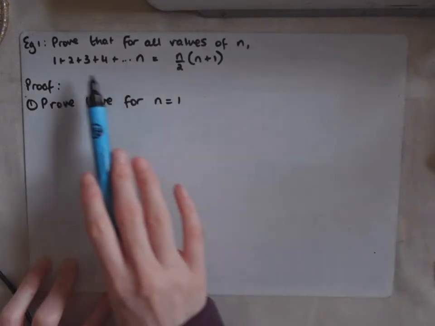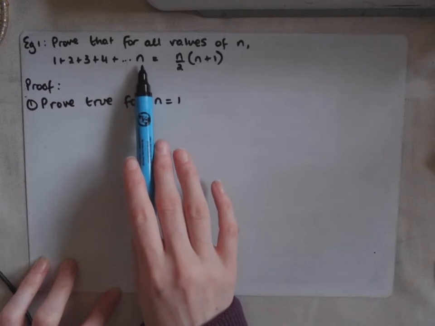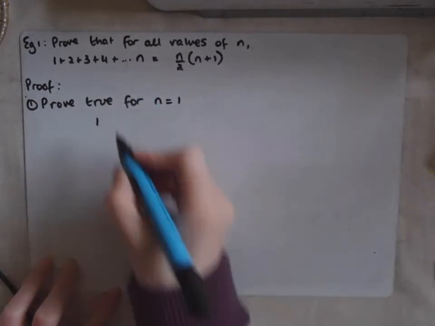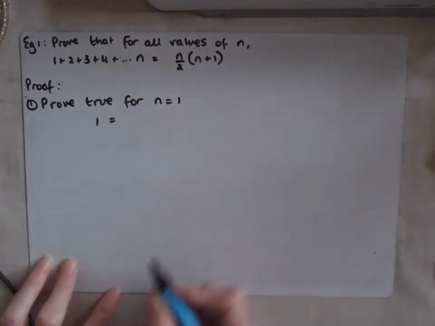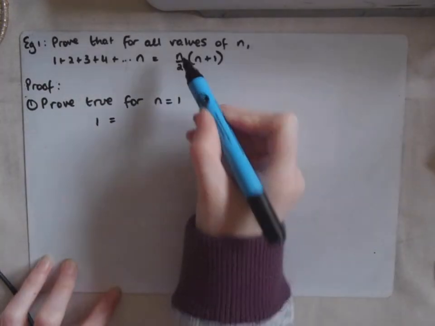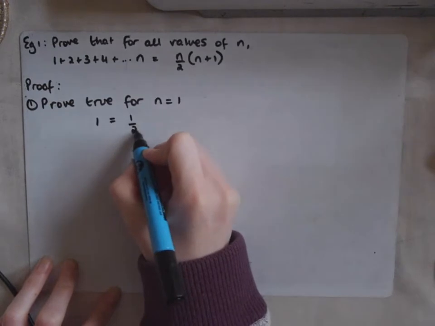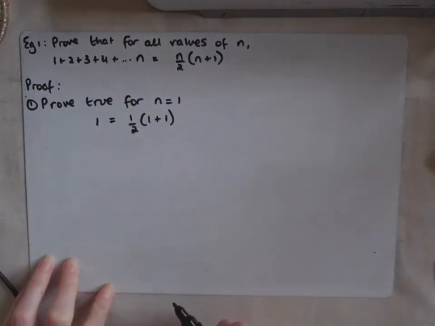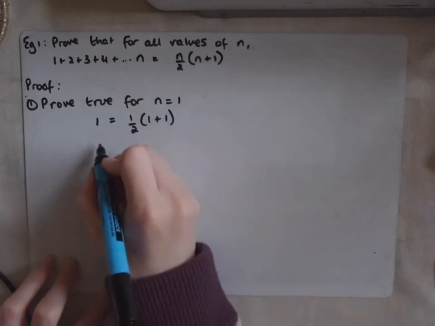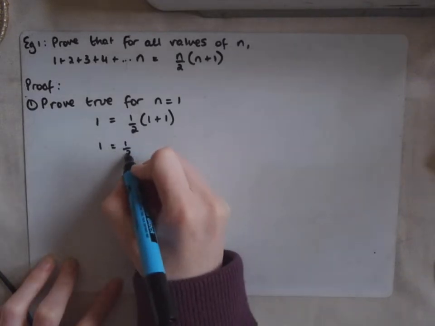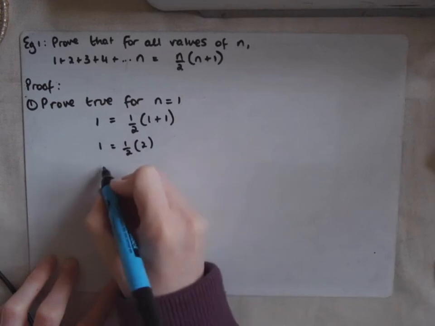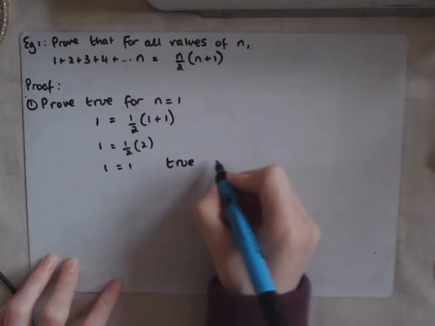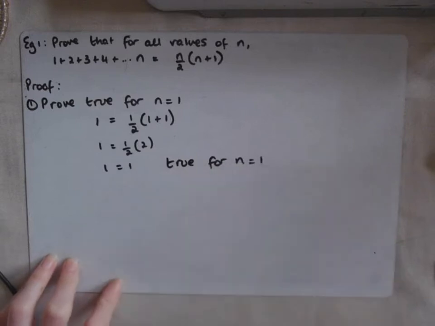Basically they're saying if you add these numbers up as far as 1, which basically means 1 equals. Now on this side you have 1 over 2, bracket 1 plus 1. So you get 1 is equal to a half by 2. 1 is equal to 1. So that's true for n equals 1.